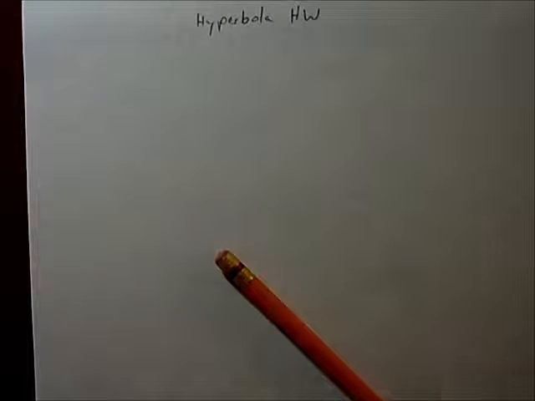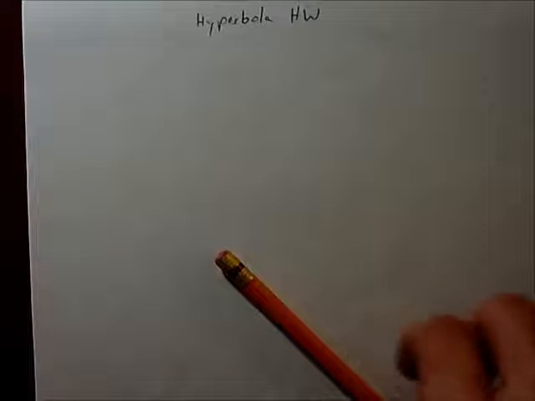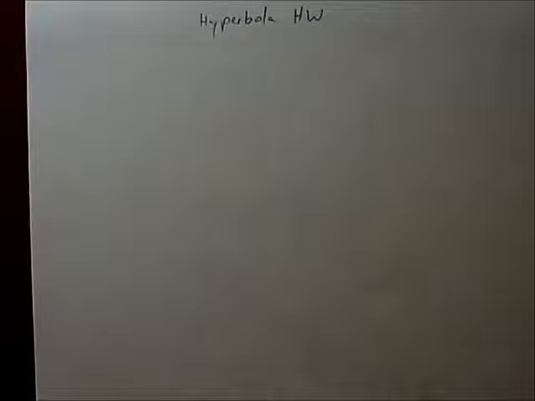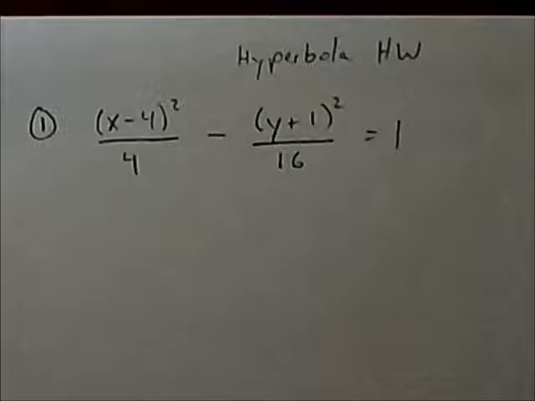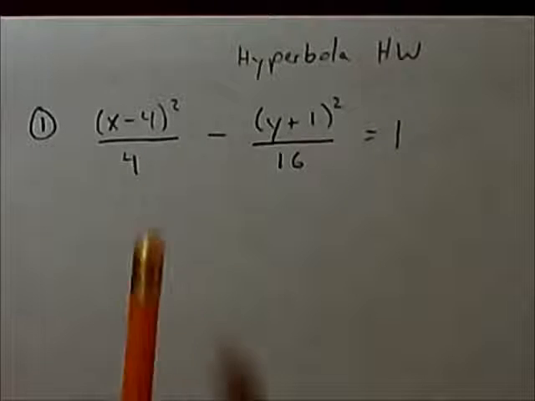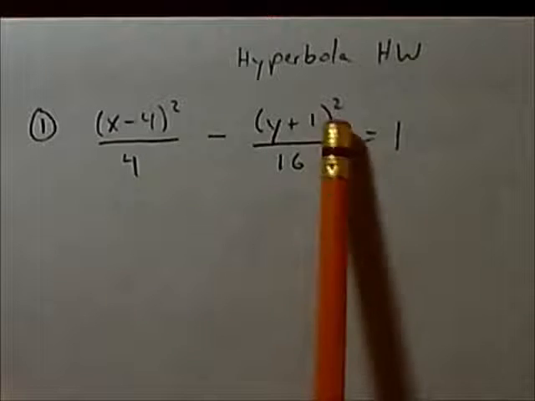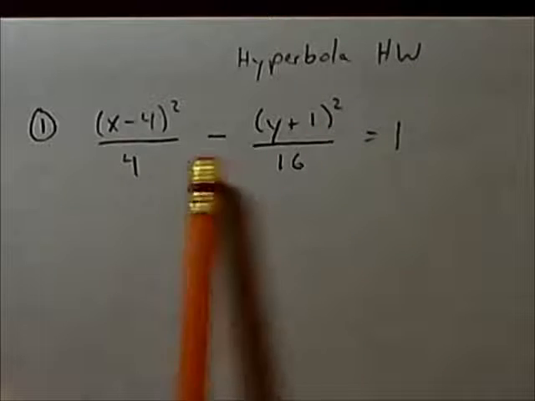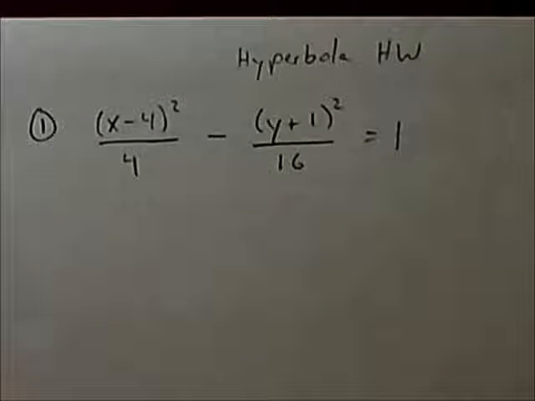All right, pick up your pencil. It's time to do some hyperbola homework. Here's number one. This is a hyperbola. We know because the x is squared and the y is squared, but one of them is negative. So it's already in general form, which is great.